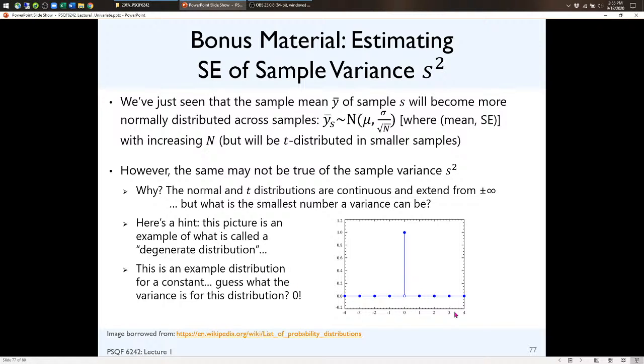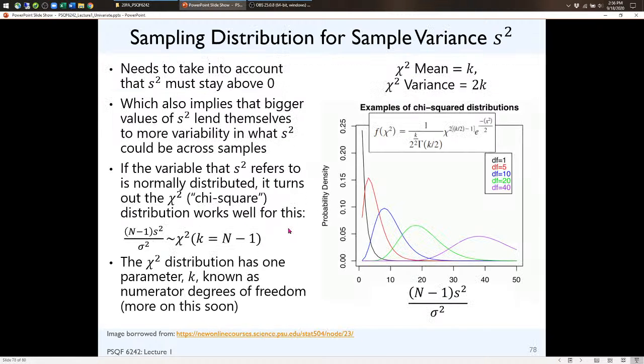So if I had a variable that looked like this, if everybody got a score of 0, there would be no variance. This actually has a name. It's called a degenerate distribution. I would call it a constant. A variable that has no variance is a constant. Everybody got the same score. That's the lowest value for variance that you can have. Variances can't be negative. Therefore, using t or z sampling distributions to try and standardize a given variable isn't going to work because those include negative values. So what can work? Well, it turns out this other thing called chi-square can work.